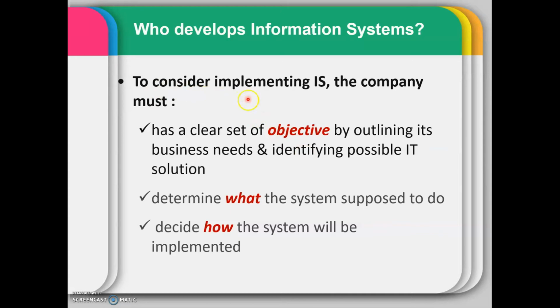To consider implementing an IS, the company must have a clear set of objectives by outlining its business needs and identifying possible IT solutions. Next, you need to determine what the system is supposed to do. And lastly, you need to decide how the system will be implemented. Meaning that you have your group project title, your group assignment title. You need to have a clear set of objectives, and then you must determine what kind of system you will implement, depending on your project title.